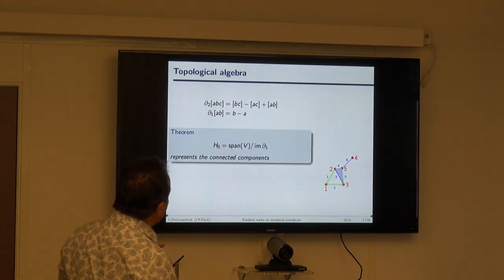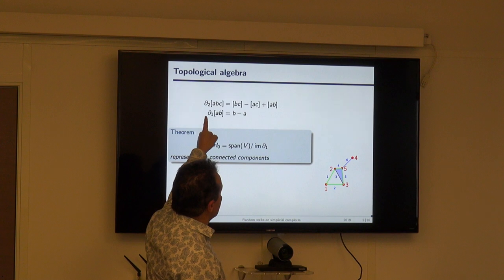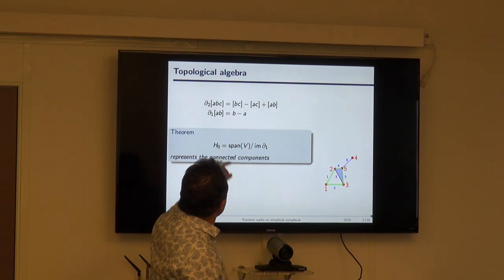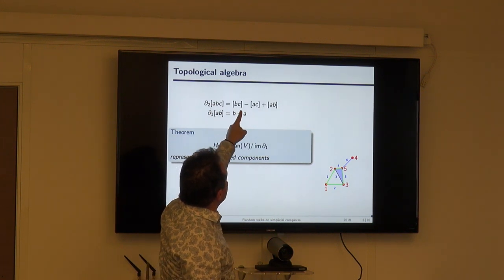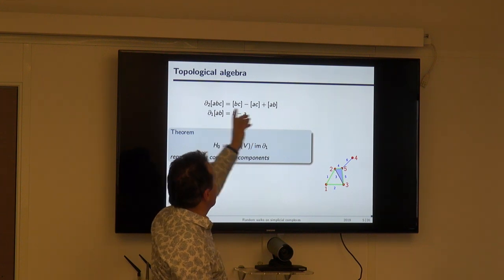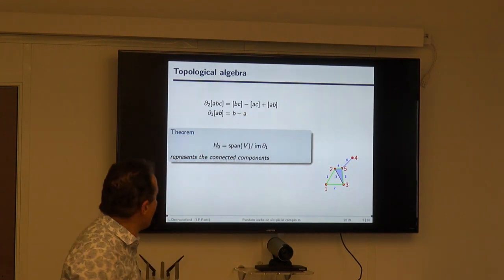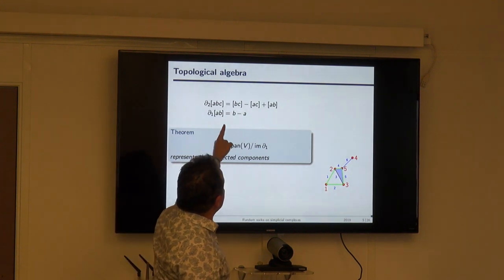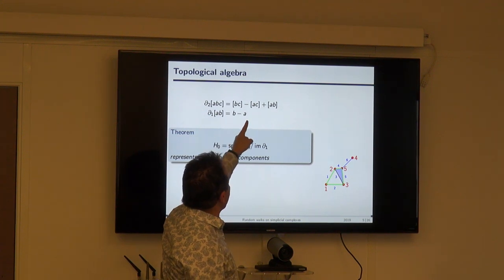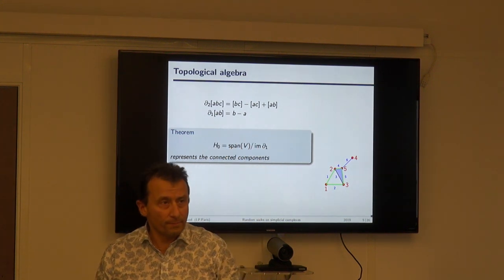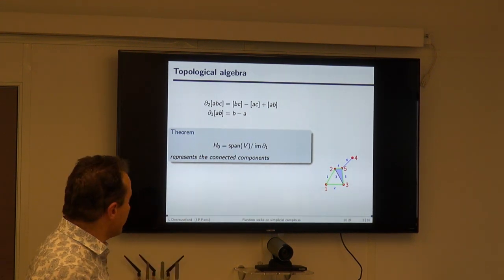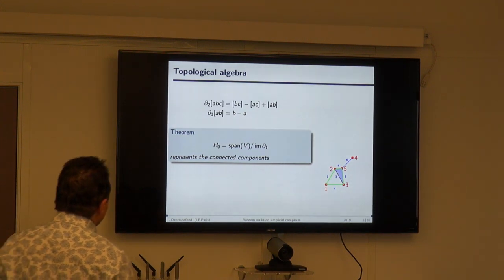If you look at it not in terms of matrices but in terms of endomorphism, you see that partial 2 of ABC: you remove A, it gives you BC; you remove B, you get AC, but you change sign; and you remove C, and it gives you AB. When you have partial 1 of AB, you remove A, it gives you B; you remove B, it gives you A, but you change sign.